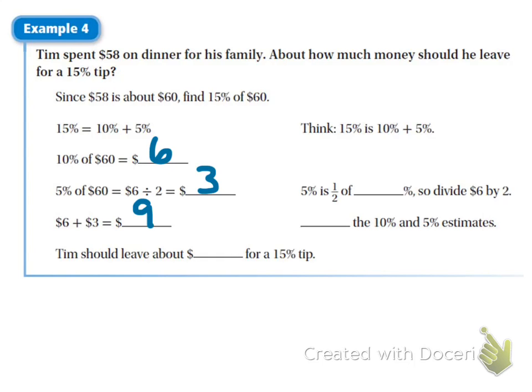And we know that 5% is 1/2 of 10%, so that's why we divided by 2. So we added the percentages together. So Tim should leave about a $9 tip for his 15%. I want you to do Check It Out number 4 on your own. Pause the video.